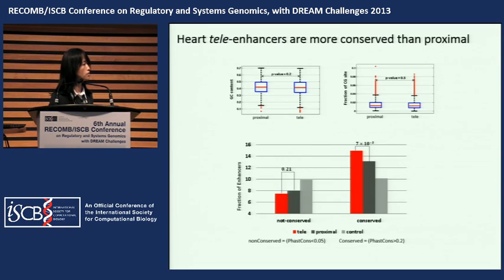And we found, first of all, that the tele-enhancer is enriched for conserved elements. The conservation here we identified based on the phastCons score. The phastCons score is estimated based on 44-way vertebrate species, so it's a very long evolutionary history.